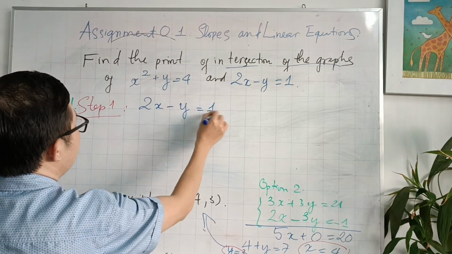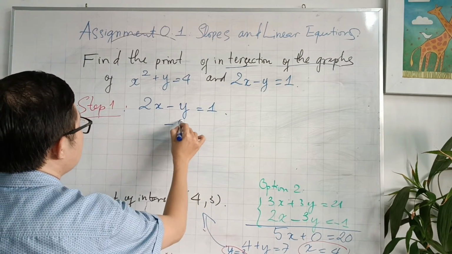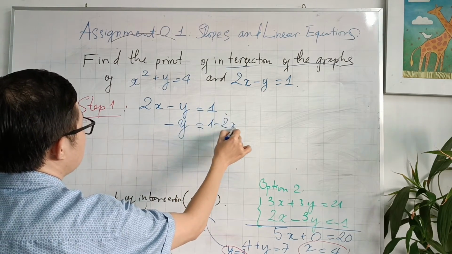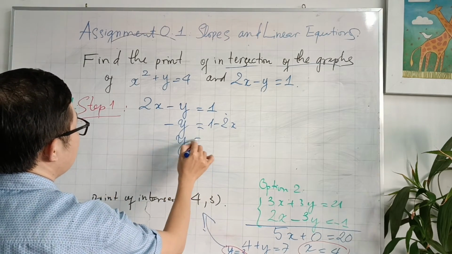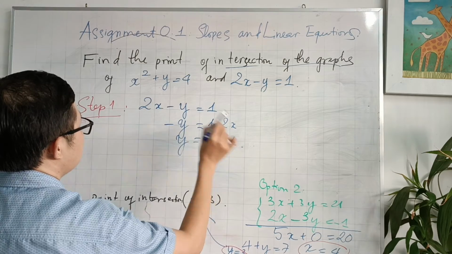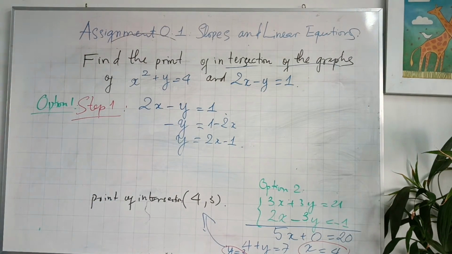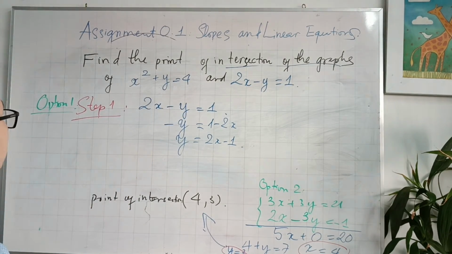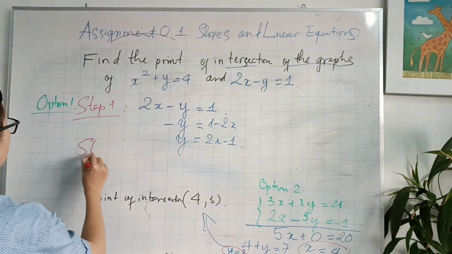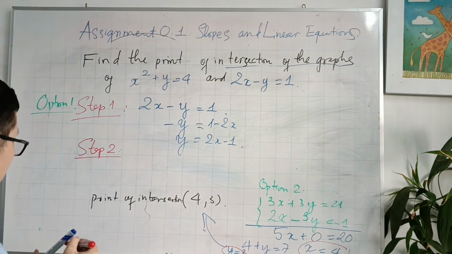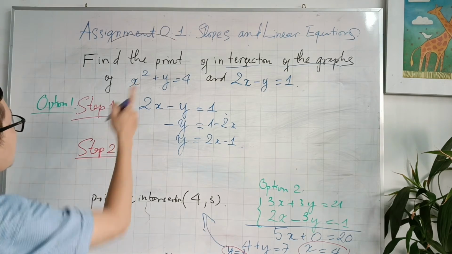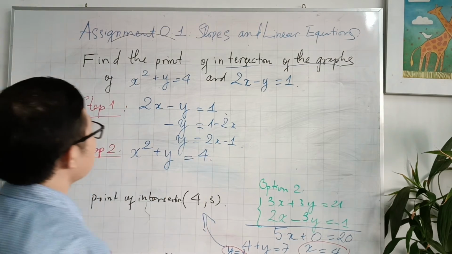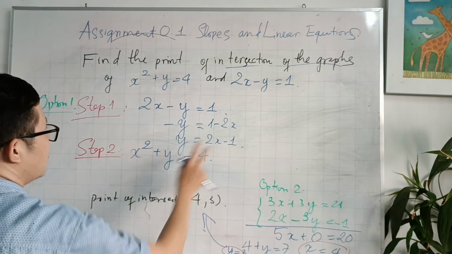2x minus y equals 1. So negative y equals 1 minus 2x, or y equals 2x minus 1. Then we substitute y here for y in the first equation. It is that. We have the first equation in the question, x squared plus y equals 4, and y equals 2x minus 1.